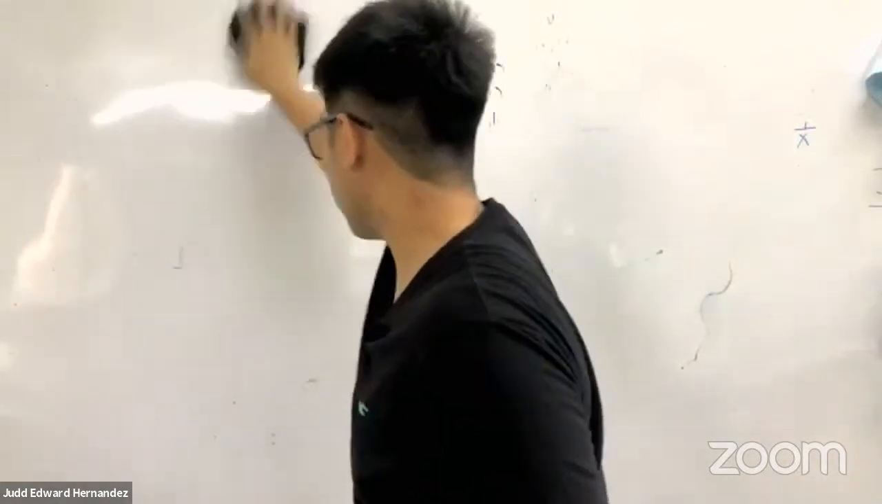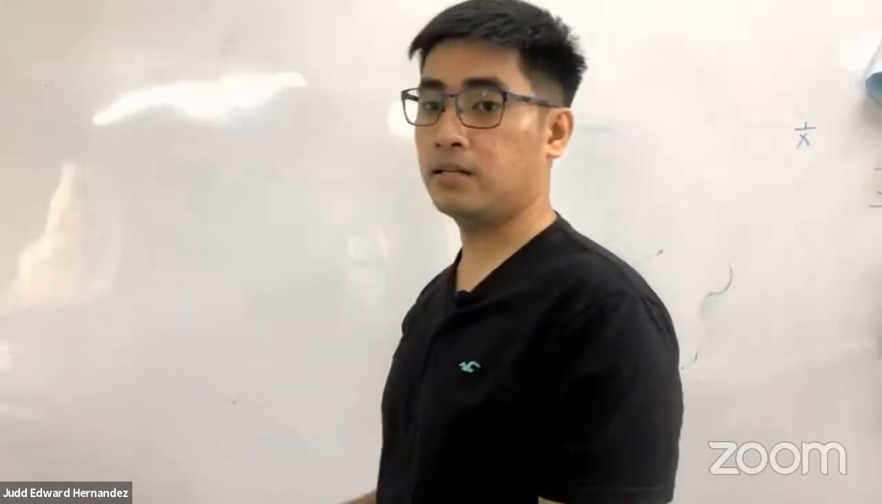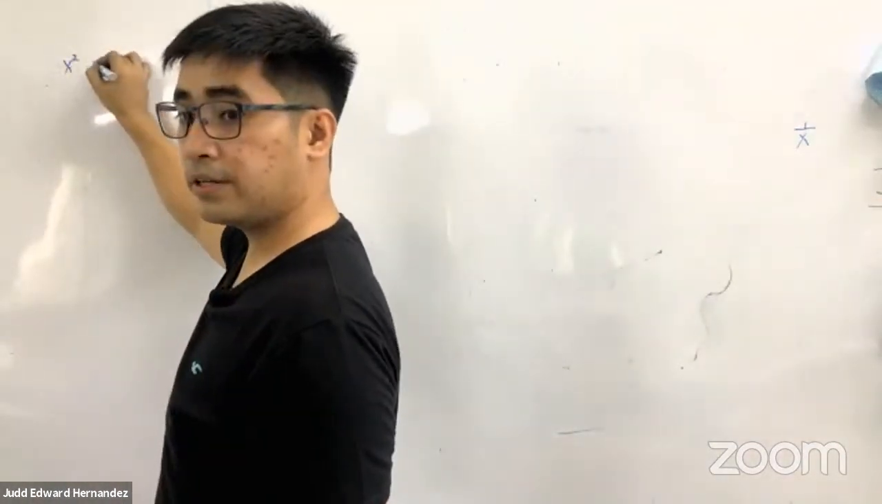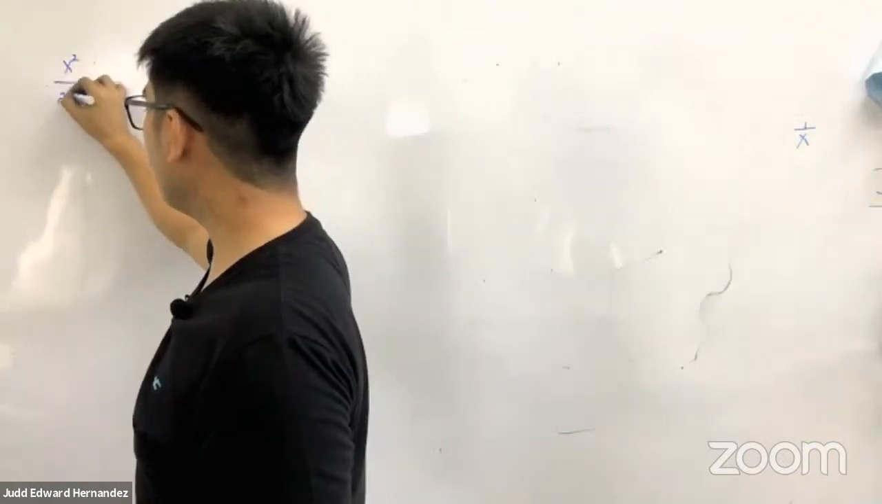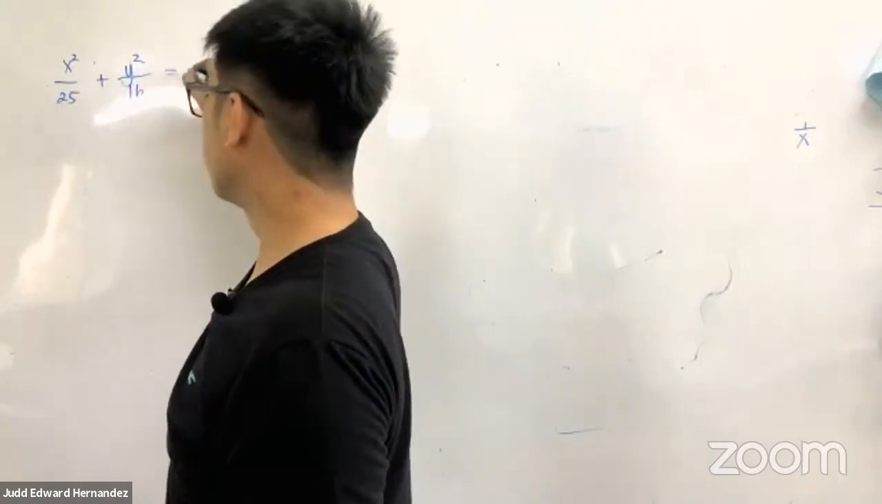Binura ko na guys para analyze na lang natin kung ano yung magiging formula natin. Okay. So, sabi dito, we are given x squared over 25 plus y squared over 16 is equal to 1.